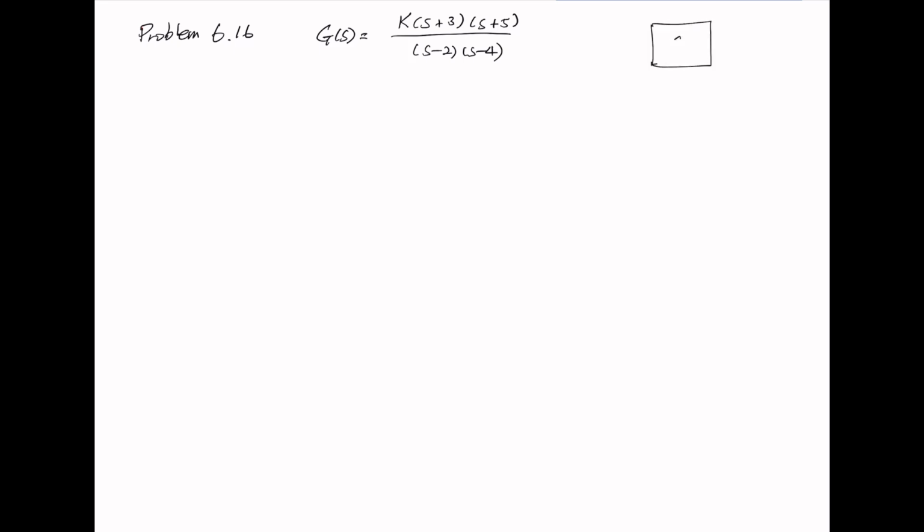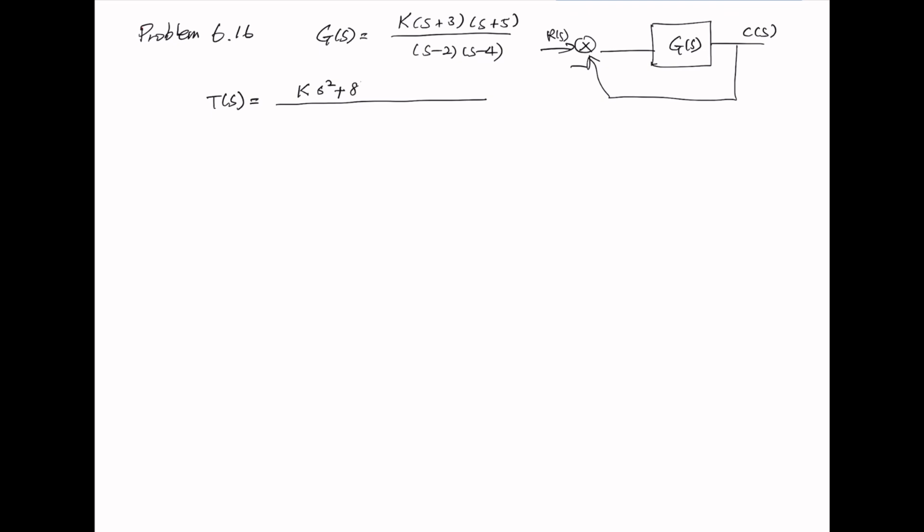We have a unity feedback, so this is G(s), and then this is C(s), and we have R(s) as an input, and then there's a unity feedback right there. Therefore, if you want to find the T(s) from here, we have Ks² + 8Ks + 15K in the numerator if you expand it. And for the denominator, we have s² - 6s + 8. Now, when you take care of this unity feedback, you need to add the numerator to the denominator. So that's the shortcut that we discussed in class.